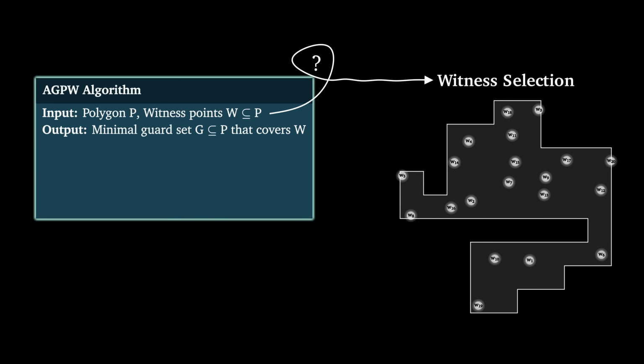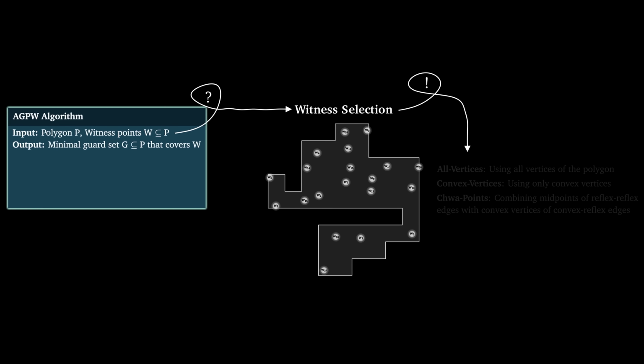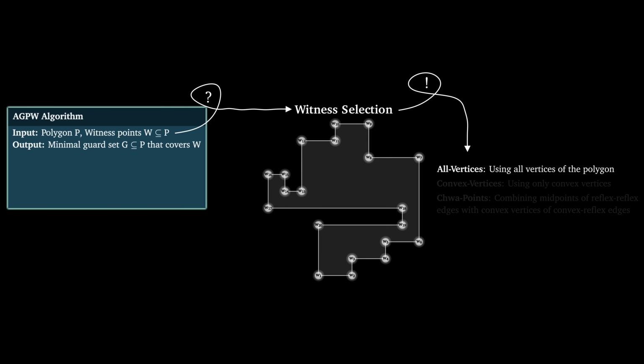Well, there are actually 3 choices that are often used in the literature. One common choice is to place the witnesses at the vertices of the polygon. This is very straightforward since the polygon is already defined by its vertices and no extra computation is needed. A slightly better option is to place the witnesses only on the convex vertices of the polygon. This usually results in a less complicated arrangement as the witness set will contain fewer points than when using all vertices.